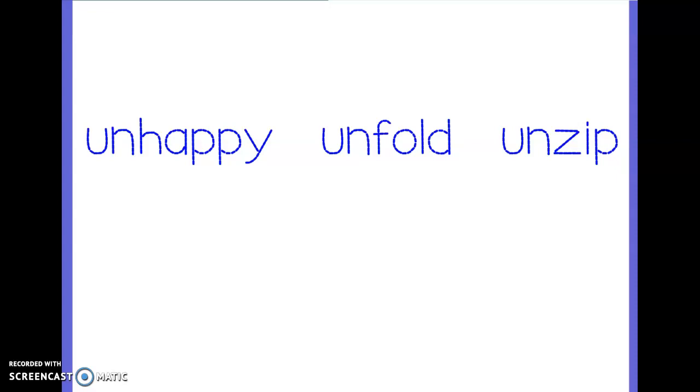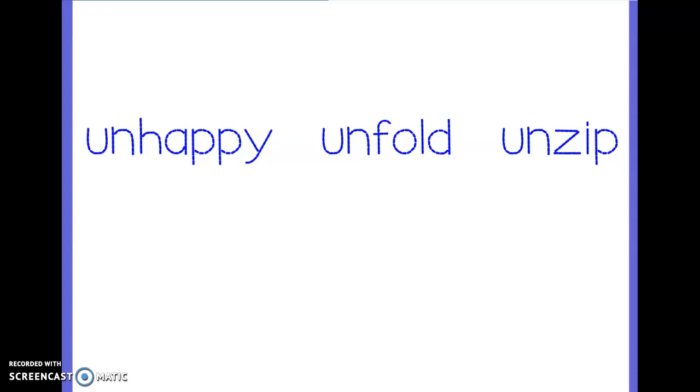The letters UN are called a prefix. Prefixes are similar to suffixes, except they're added to the beginning of words. In fact, pre means before. So, prefixes are simply letters that come before the root words and change their meanings. What do you think the prefix un means? Prefix un means not or the opposite of. For example, the word unhappy means not happy. The words unfold and unzip mean to do the opposite of fold and zip.